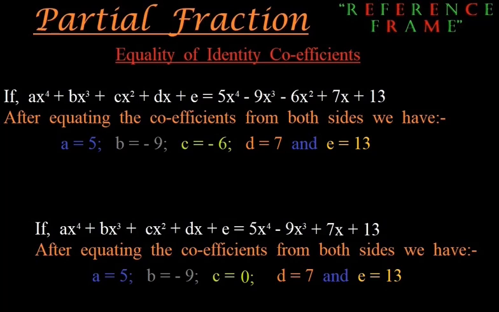So equating like the above one, we have a is equal to 5, b is equal to minus 9, and for c, we have no x^2 term. That means c is equal to 0, because if we add 0 to something or subtract 0 from something, we get the same result. So if c is equal to 0, then 0x^2. Now if you place it on the right hand side after 9x^3, we have 0x^2. 0x^2 means 0 into x^2 means 0. So here x^2 remains as it is, but the value of c becomes 0. That means the coefficient becomes 0. And like the previous one, d is equal to 7 and e is equal to 13.